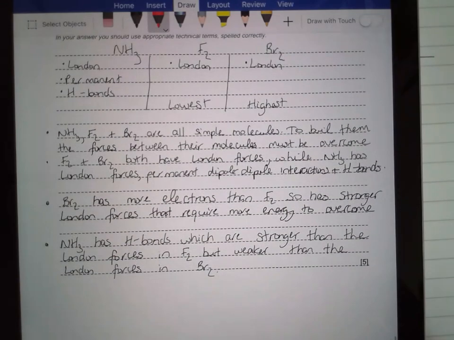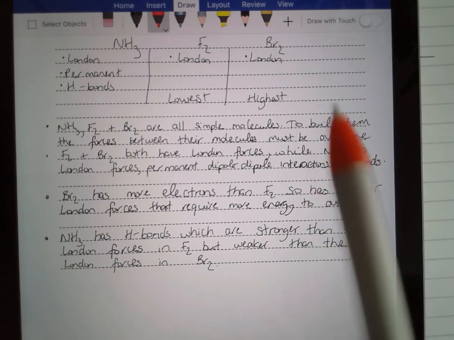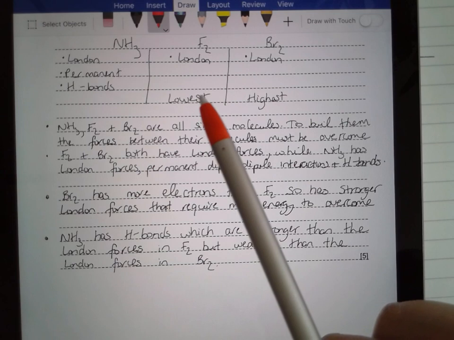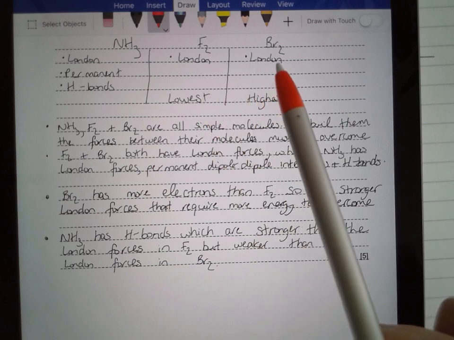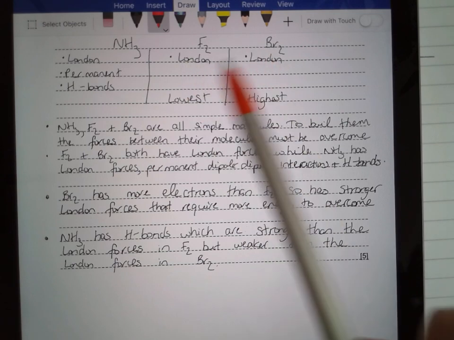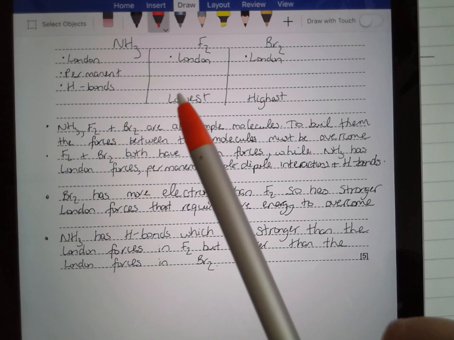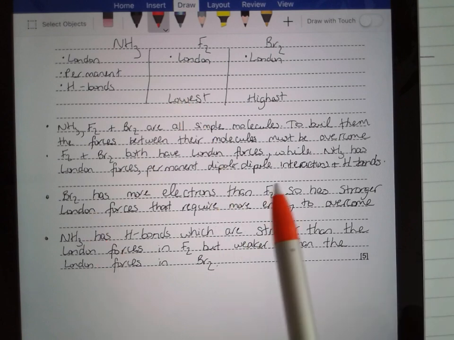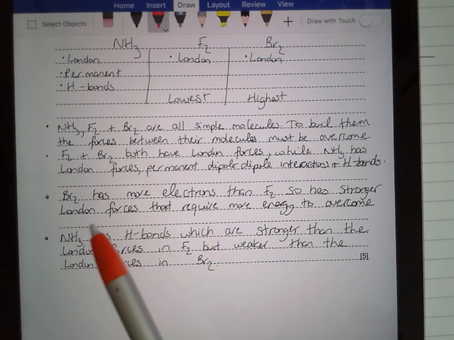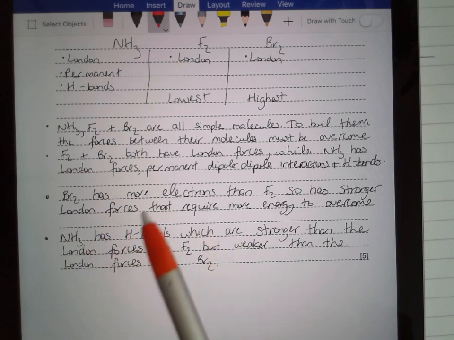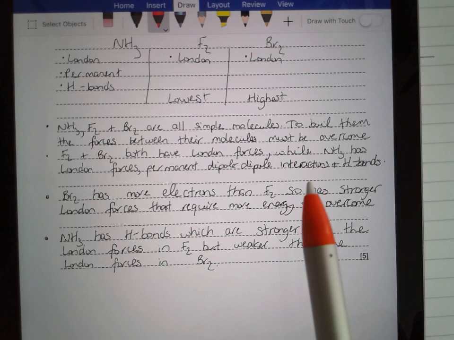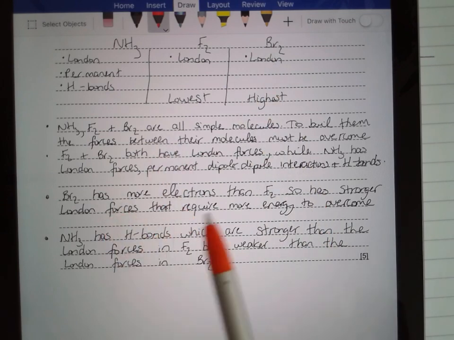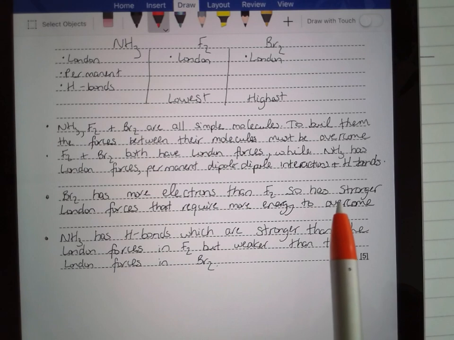My last 2 marks then come from making comparisons. I can see that bromine has the highest boiling point. Why does bromine have a higher boiling point than fluorine when they both only have London forces? So I'm going to write bromine has more electrons than fluorine, therefore the London forces are stronger. They both only have London, but bromine's London forces are stronger because it's got more electrons, therefore that will require more energy to overcome.